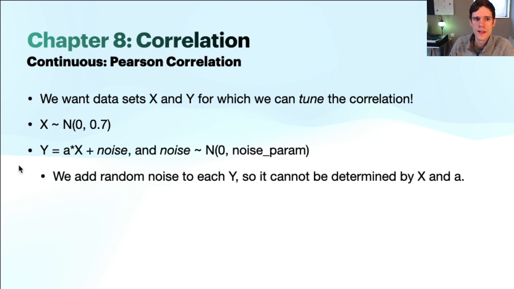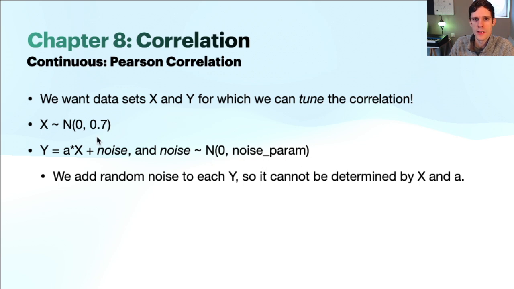Now, this means that each value in our y dataset that we generate is still generated by multiplying the corresponding value in our x dataset with a fixed number, a, but now we add to each value a random number, which is called the noise. Now, this random number, this noise, is itself picked at random from a normal distribution. This normal distribution has a mean of 0 and a standard deviation noise param, which we can fine-tune.